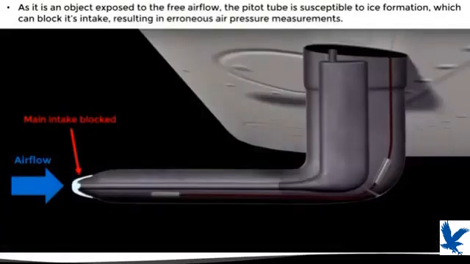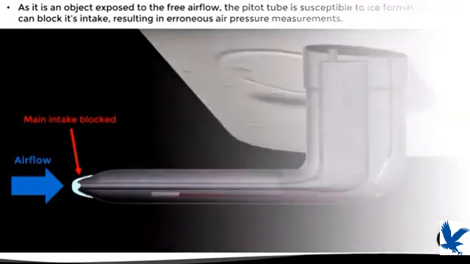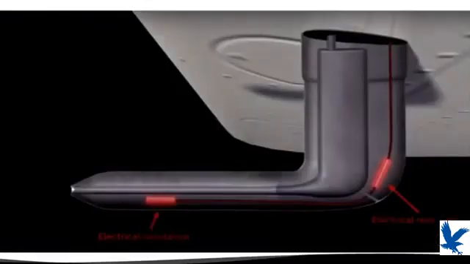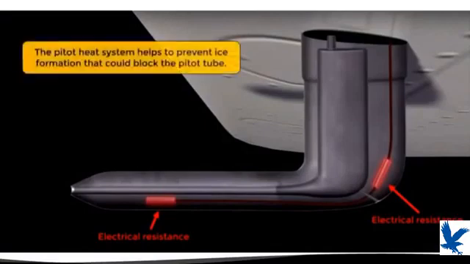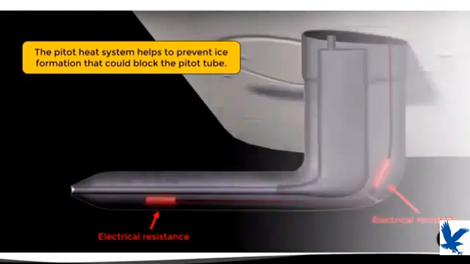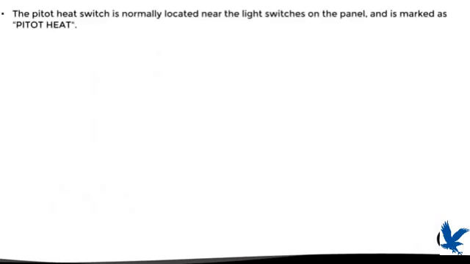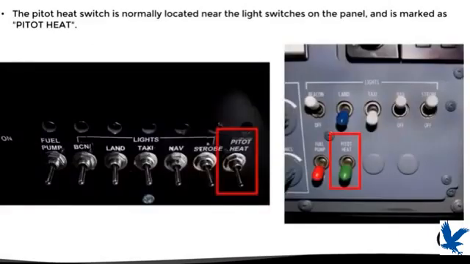However, a problem with this design is that being an object exposed to airflow, it is also susceptible to icing, which can block the main intake hole and thus produce errors in pressure measurement. So, in order to solve this problem, the pitot tube incorporates a heating system which consists of electrical resistances that, when they are turned on from the cockpit, make the tube heat up and melt any ice that may clog the tube. The switch by which this heating system is turned on is usually marked as pitot heat and is located near the light switches.